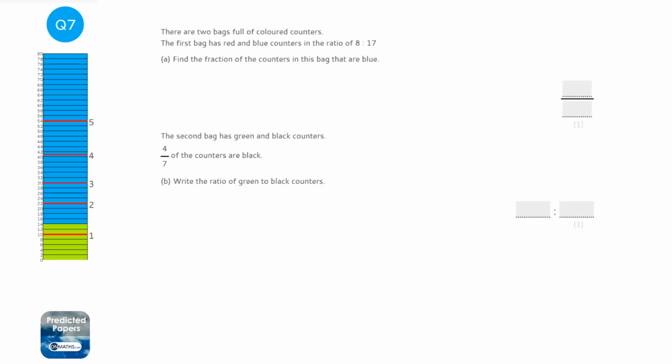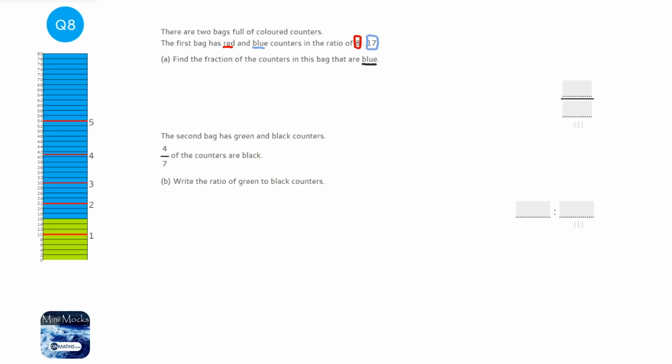It's important that we're comfortable with converting between ratios and fractions. So having a look at this question, there's red on the first one is 8 and blue is 17. So for every 8 red there are 17 blue. And it's asked us for the fraction that are blue.